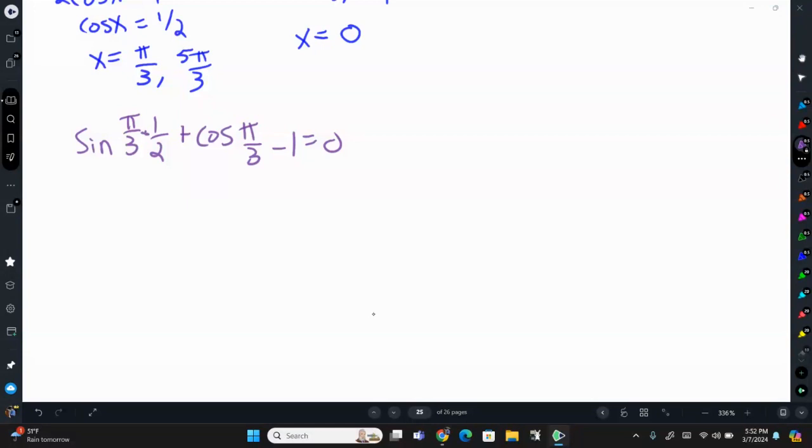All right, so sine of pi over 3 times 1/2, so we have to do this first, which gives us pi over 6. The sine of pi over 6 is 1/2, plus the cosine of pi over 3 is also 1/2 minus 1 equals 0. And that's true. 1/2 plus 1/2 is 1, minus 1 is 0. So that solution works. Then we'll try 5 pi over 3.